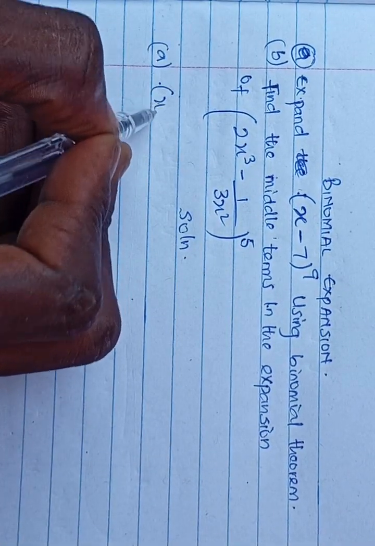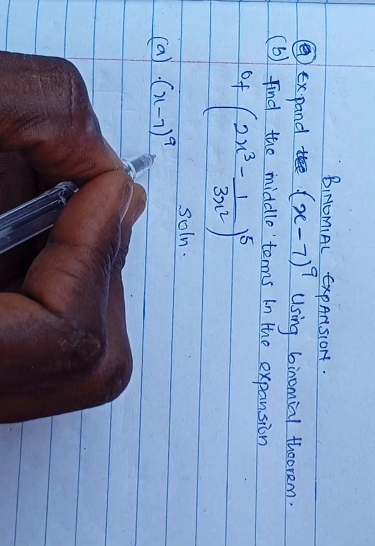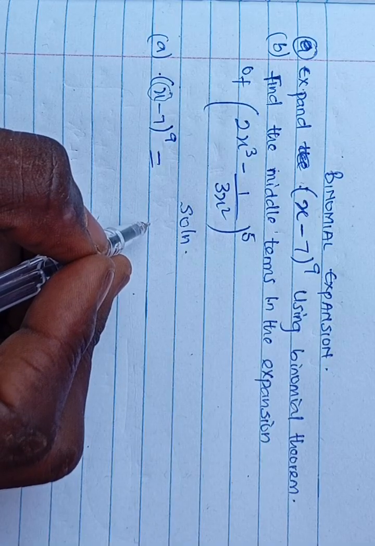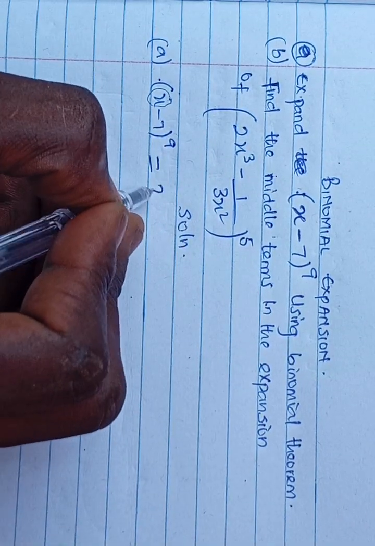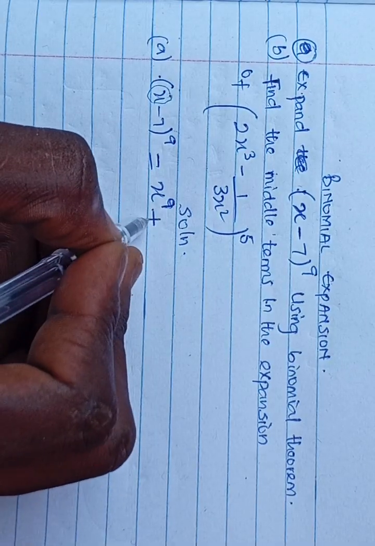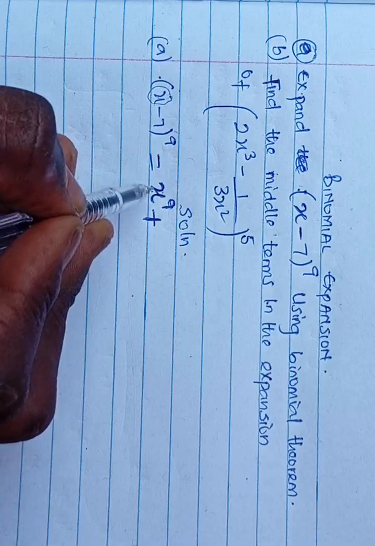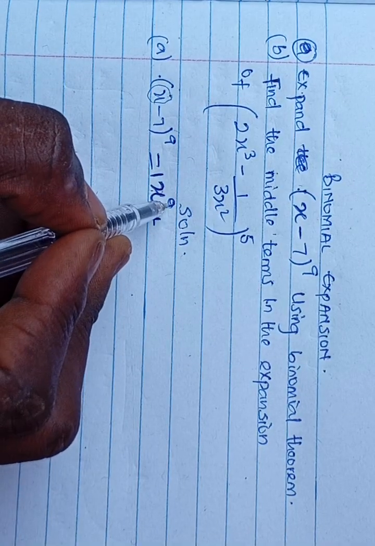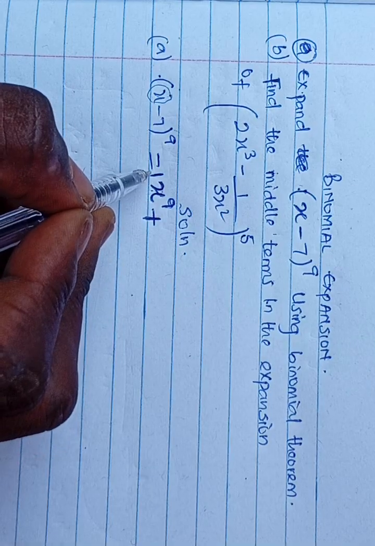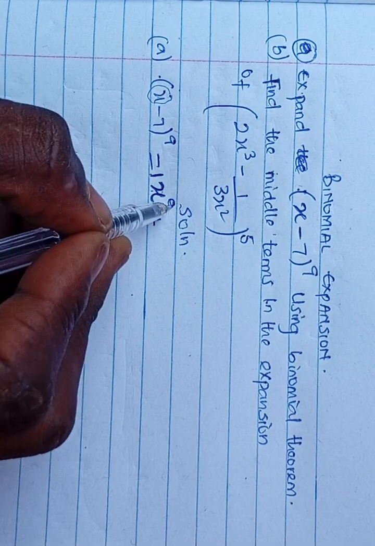That is, we have (x - 7)^9. How are you going to do it? You are going to say that the first variable, which is x raised to power 9, is the first term. Plus, now what's the coefficient of x in this first one? It is 1, right? So you are going to be following the steps as I'm doing it. 9 multiplied by the coefficient, 1, is 9.